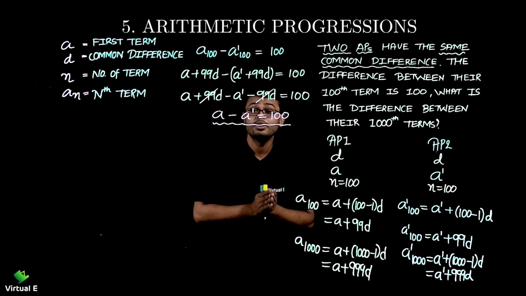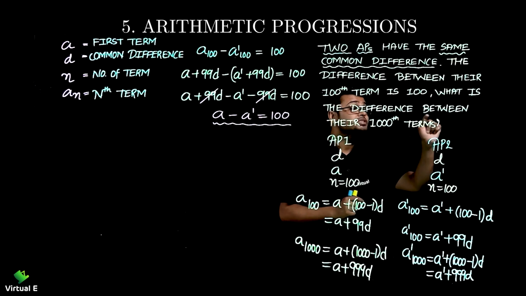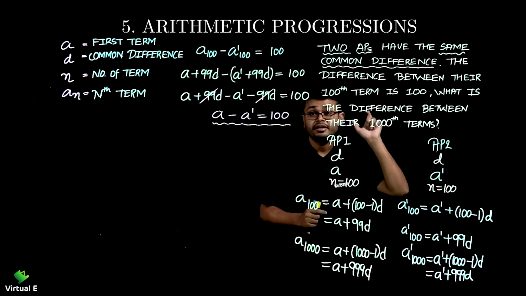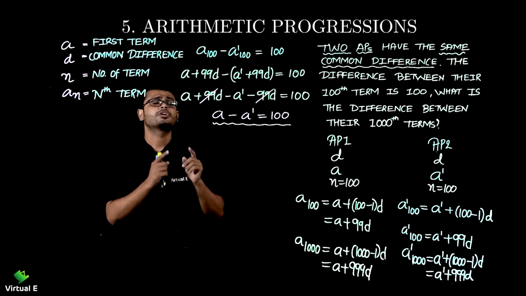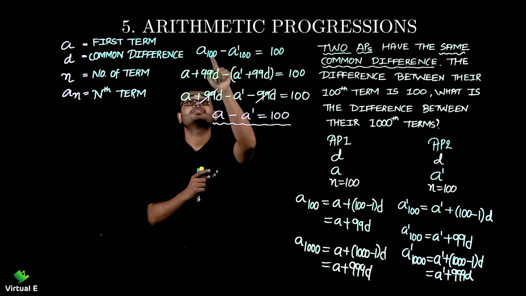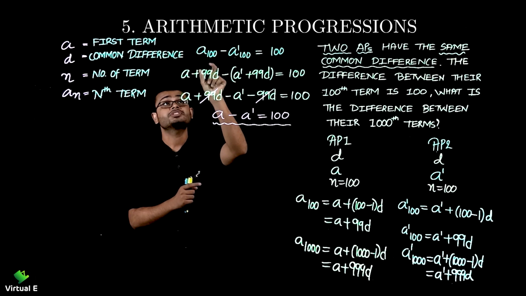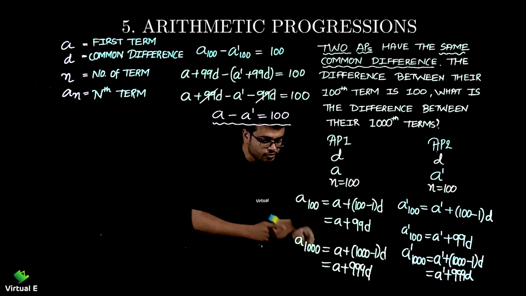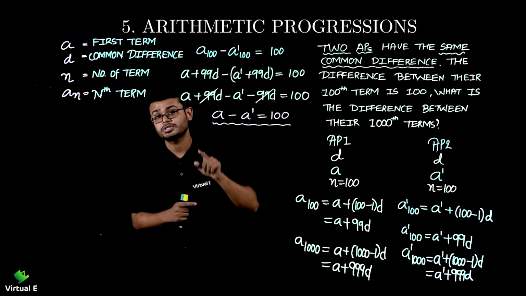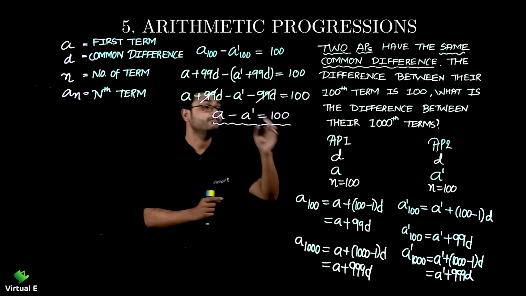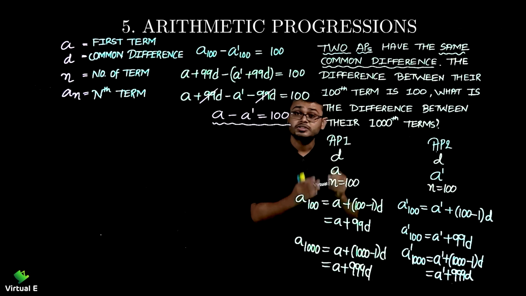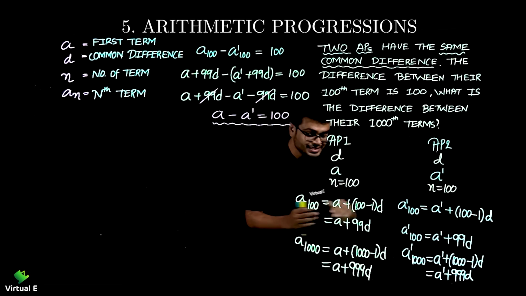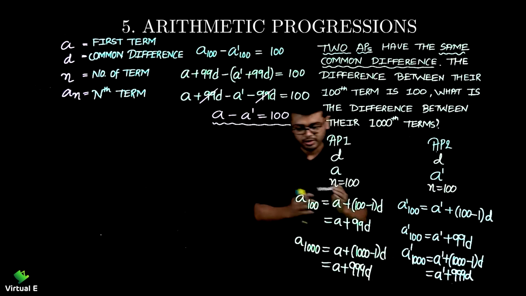Now what I need to do? I need to get the difference. It is being asked what the difference is, so I am going to subtract them. Remember one thing: if you are keeping this first term here, which is A100, then also take A1000 first. Don't take A dash 1000 first. Don't do the reverse. Keep the same. If you are subtracting AP1 minus AP2 in the first case, also subtract in the same manner in the second case, which is AP1 minus AP2. So let's do it.